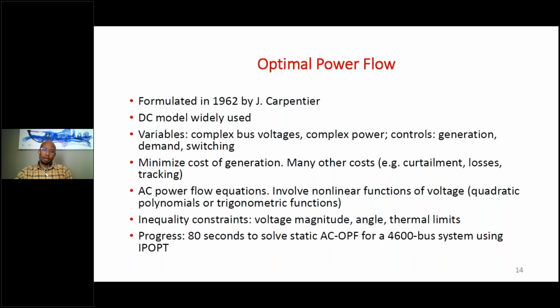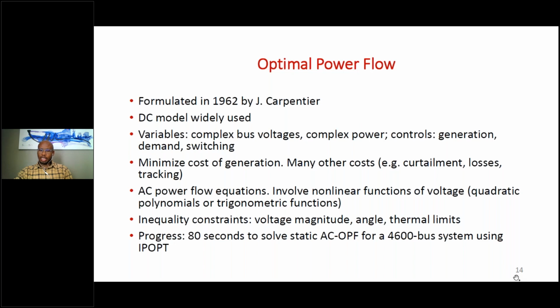But what we're going to have is the full AC optimal power flow. The problem has the complex bus voltages, complex power, and the controls are generation, demand, and switching. The objective that we have is we need to minimize the cost of generation, but there are many other costs that one can use, such as minimizing curtailment, minimizing losses, or even tracking. What makes this problem quite challenging are the AC power flow equations.